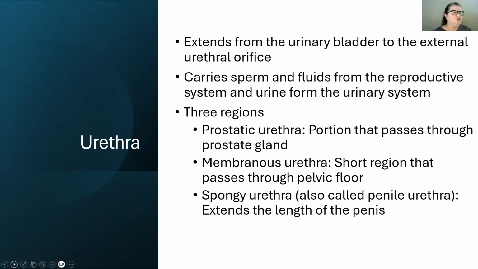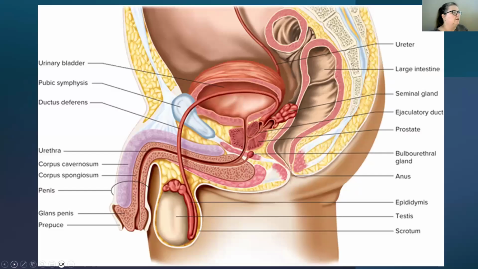There are three regions of the urethra. There's the prostatic urethra, which is the portion that passes through the prostate gland, which we'll talk about in a minute when we talk about accessory glands. The membranous urethra, which is just a short region that passes through the pelvic floor. And then the spongy urethra, also called the penile urethra, which is the part of the urethra that extends the length of the penis.